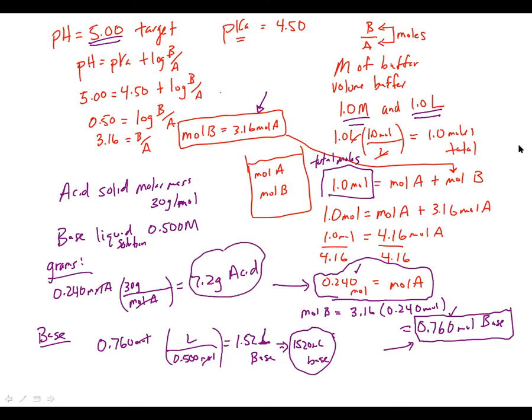And if you were to make this buffer, in this made-up example, you would go to the balance and weigh out 7.2 grams of your acid. So say it was acetic acid, you would weigh that out if it was grams. You then would take 1,520 milliliters of the base, and you would put the acid into the base, mix it, get it to dissolve, and the rest would be water, right? Up to 1 liter in this case. Any questions on that there?